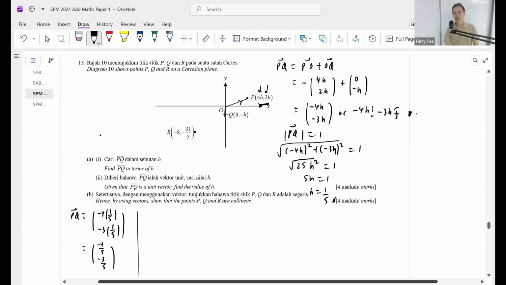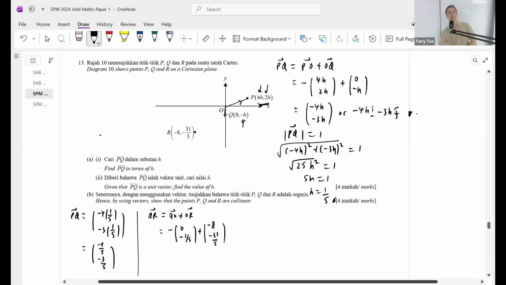Actually, QR is easier, right? Okay, so we do QR. QR will be QO plus OR. QO will be the negative of this, so it's negative of 0 minus h. Your h, remember, is 1 over 5. Your OR is minus 8, 31 over 5.